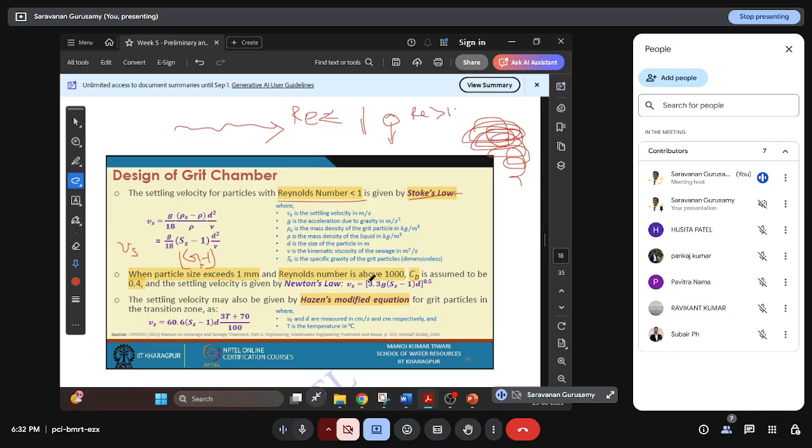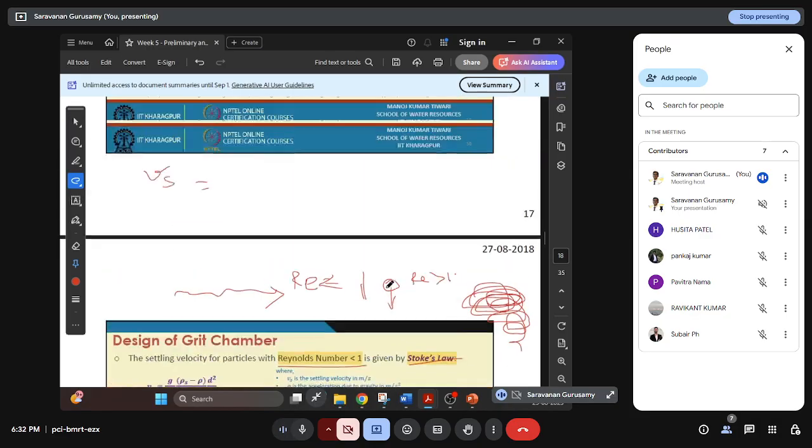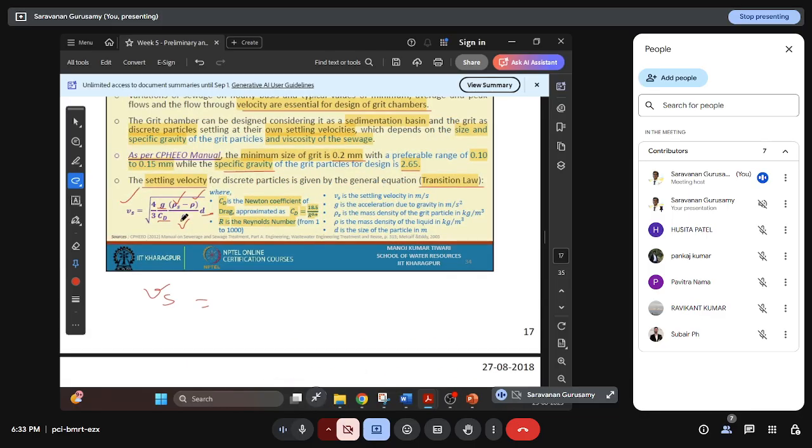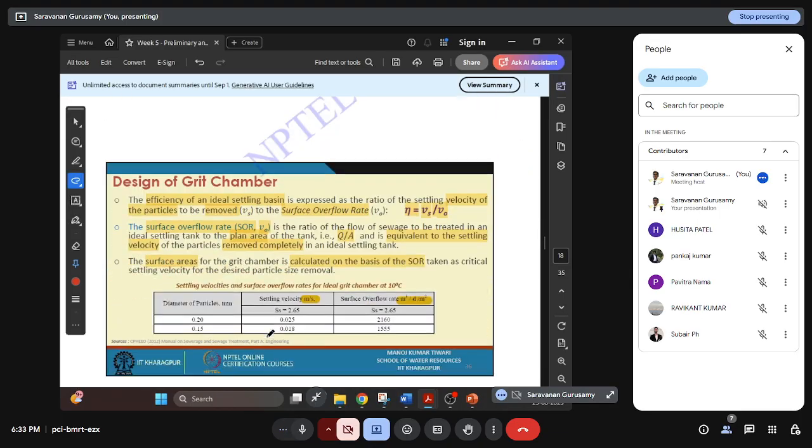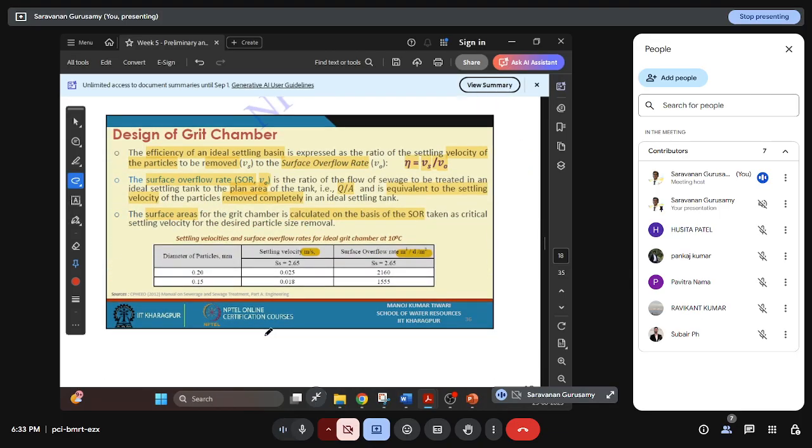Based on the Reynolds number, if it is 1 to 1000, it will be a transition flow, and you can use this formula. If the Reynolds number is less than 1, it is laminar flow, and you can use this formula. It will always follow laminar flow only. And if it is turbulent flow, you can use this formula or Hazen's modified formula, where the temperature of water is taken into account. Okay. So how to design the grit chamber now?